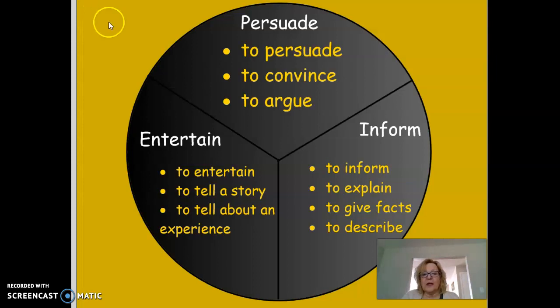So if you look at it, you often think of PIE. Persuade, inform, entertain. These are all reasons that authors choose to write. And we will be working with persuade, inform, and entertain.